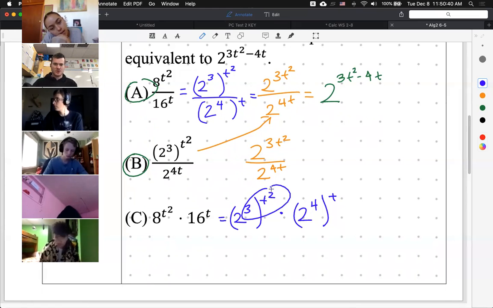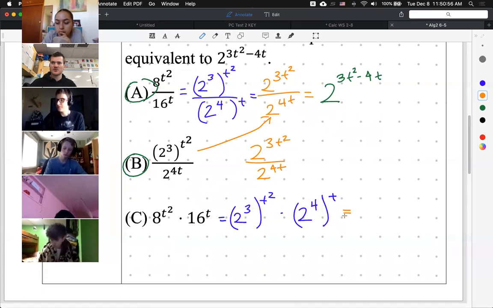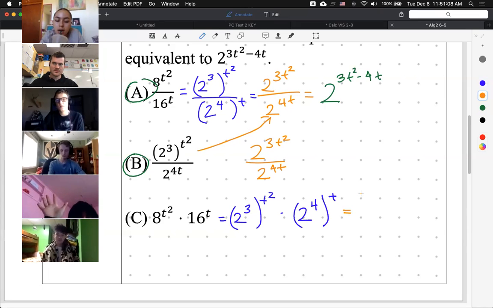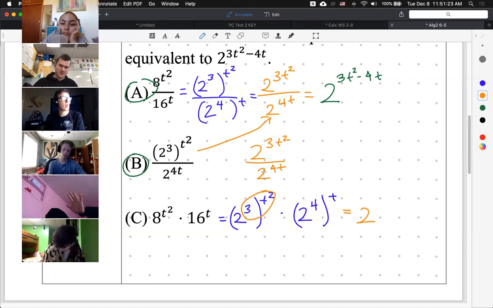Josie, you're here. 2 to the power of 3 to the power of t squared. What do I do with the 3 and the t squared? Do I add them? Do I multiply them? Do I divide them? Are you there, Josie? Jessica, save us. Jessica, what do I do? I don't know. You got like a 1 in 4 chance. What operation do you do when it's a power to a power? Do you add, subtract, divide, or multiply?